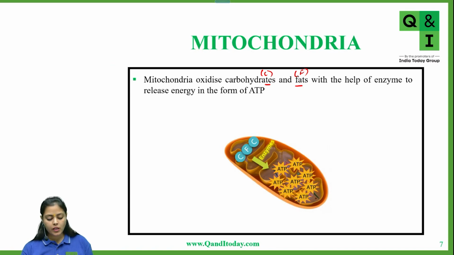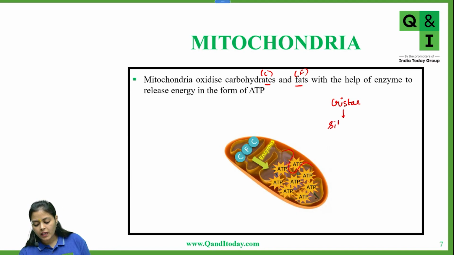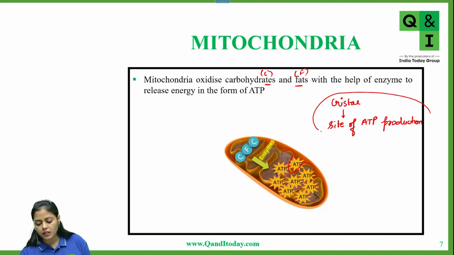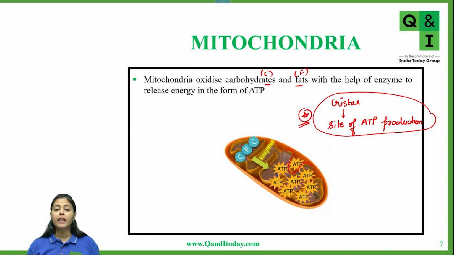So now see this. Just now I told you that the inner membrane is folded into finger-like projections called cristae. So it is basically cristae which are the site of ATP production. It is in these cristae, the inner folds of the inner membrane, where this ATP synthesis takes place.